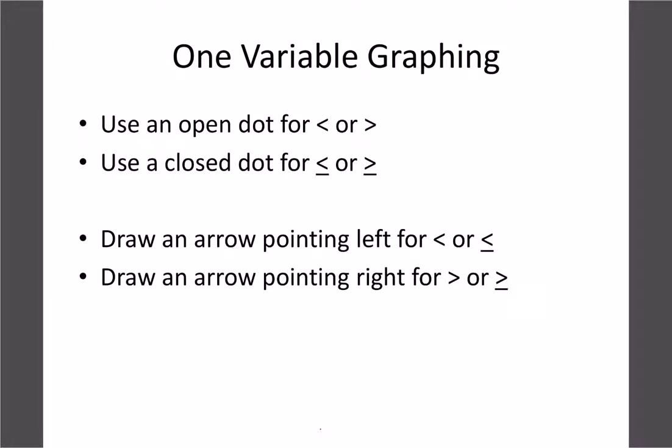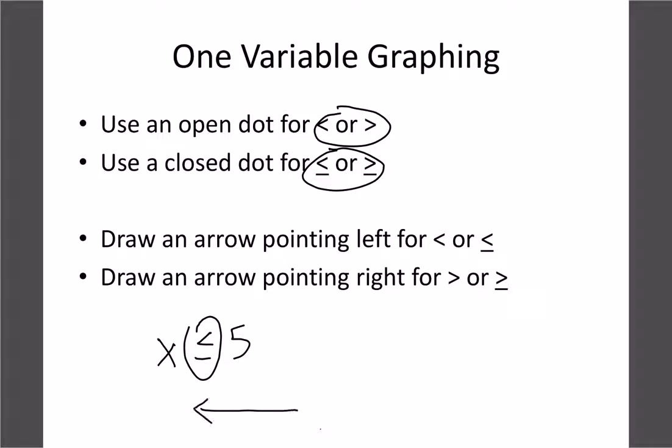So open dot for greater than or less than, and a closed dot for greater than or equal to or less than or equal to. And then we just point the arrows left or right. So if you always write your answer as x first, then that symbol, in this case it's less than, you can kind of see it's sort of like an arrowhead pointing to the left. So in this case we'd have a solid dot at 5 pointing to the left.